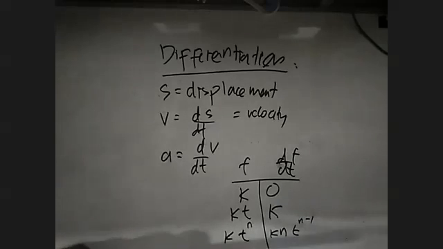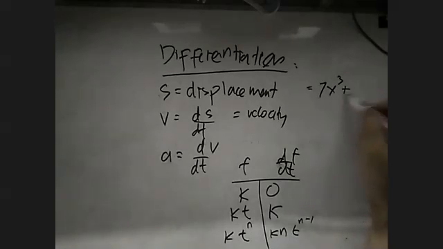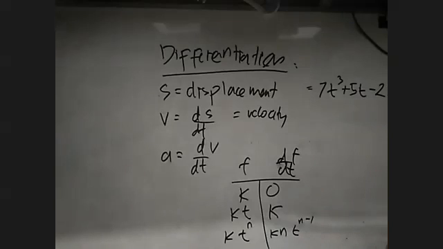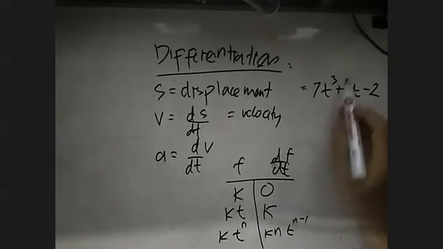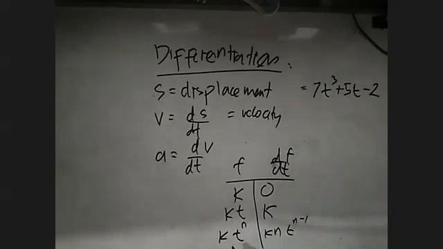Let's see now about the application. Let's say here you have a formula for displacement being 7t cubed plus 5t minus 2, for example. Now we're going to differentiate this term by term. 7t cubed goes to the third formula. 7 times t power 3. So the derivative is 7 times 3. We multiply 7 times 3. So that's 21.